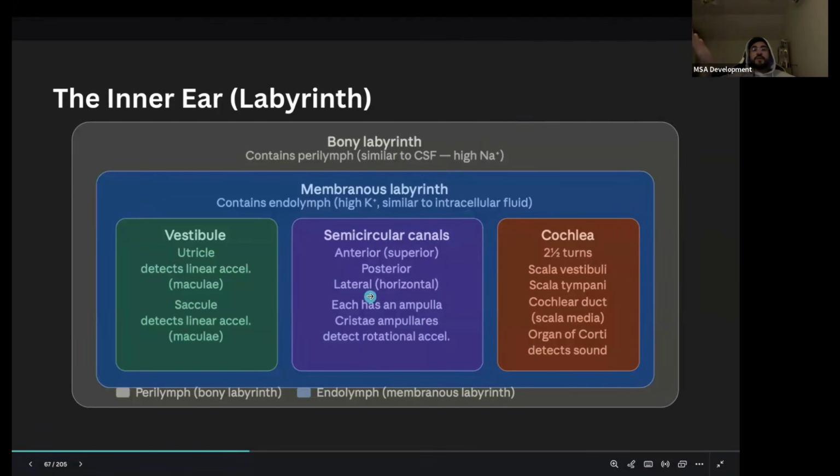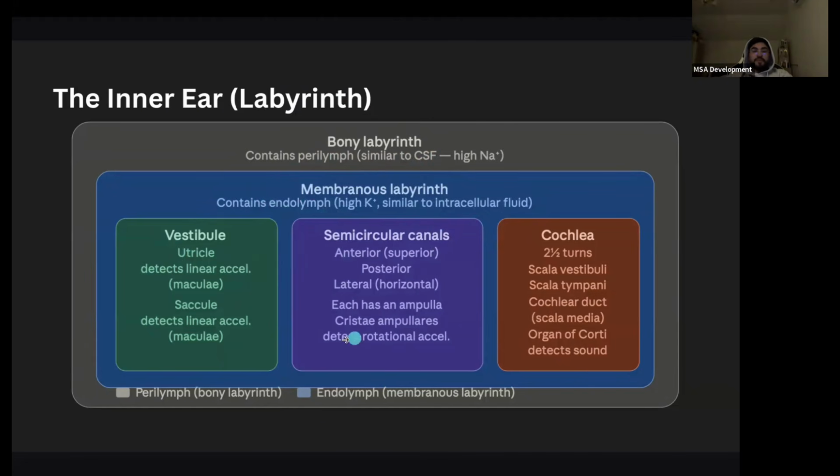Okay. Now, the inner ear. So why do we call it labyrinth? Labyrinth, I think, is Latin for maze, because it's literally like a maze. And we have two structures: the bony maze and the membranous maze. The bony part contains the perilymph, which is similar to CSF. The membranous part contains the endolymph, which is similar to your intracellular fluid.